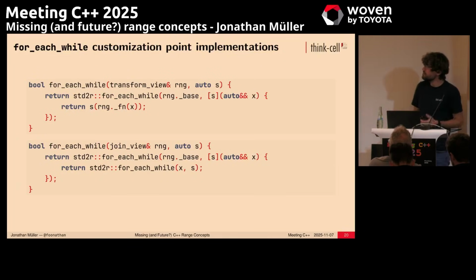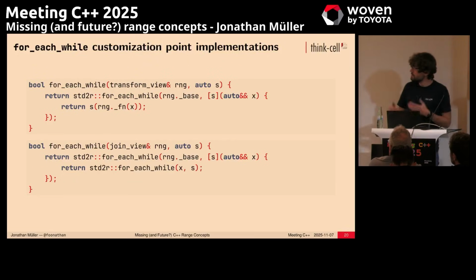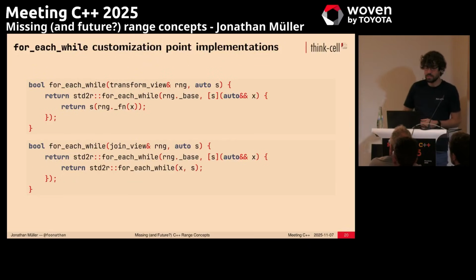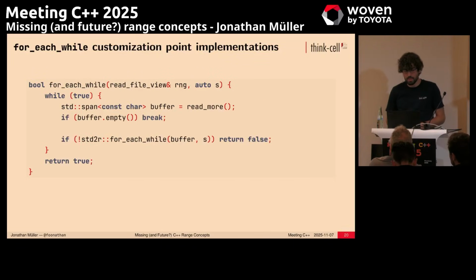For join, we can actually write the two nested loops. Right? If join is an inner loop and an outer loop, and we can express it. So we call for_each_while on the outer one, and then each element is a range, so we call for_each_while again and pass the sink.